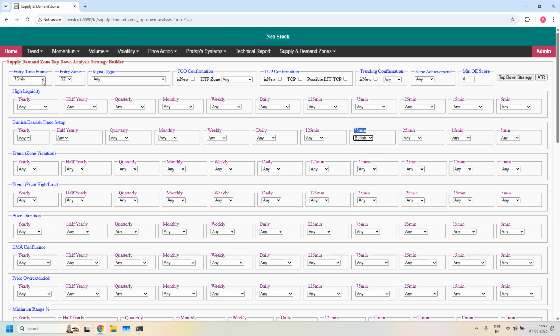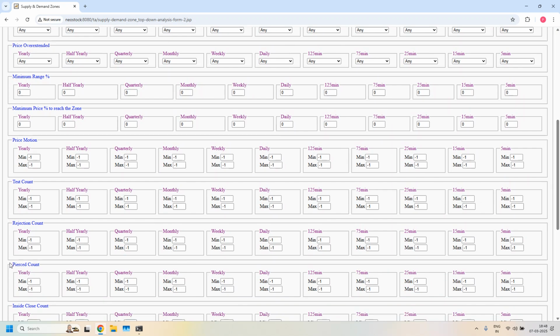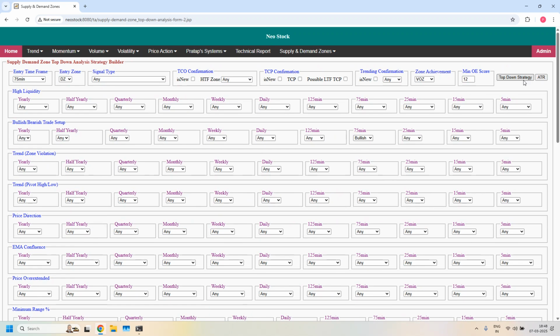And 3 filters we have to set on 75 minutes demand zone. First filter, 75 minutes demand zone achievement should be violated opposing zone. Second filter, minimum odd enhancer score for 75 minutes demand zone should be 12. And third filter, 75 minutes demand zone should not be pierced. So in the pierced count at 75 minutes time frame, minimum value I am setting 0, maximum value 0. That means pierced count should be 0. Pierced count 0 means zone is not pierced. Now let's filter the stocks.